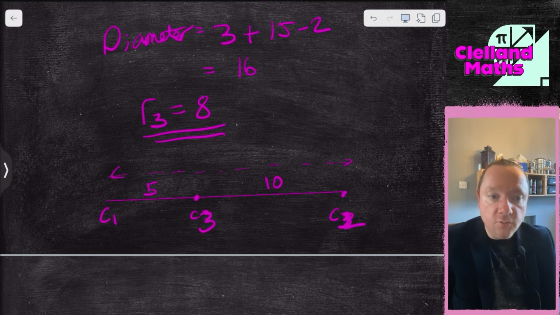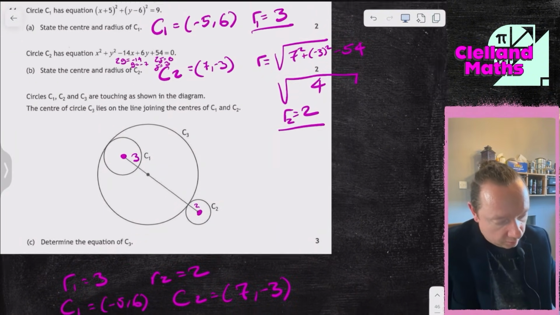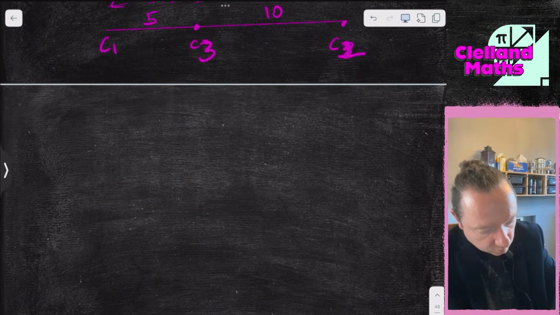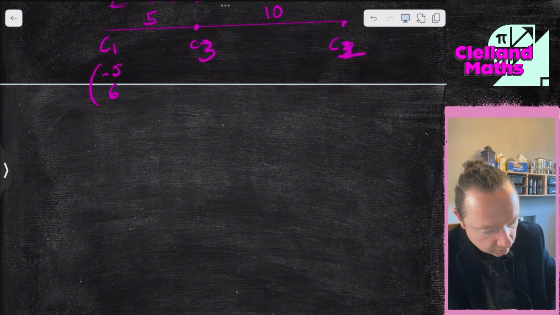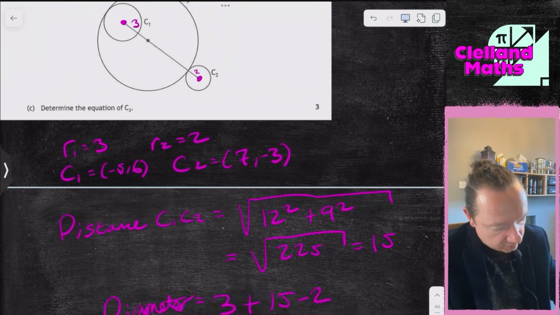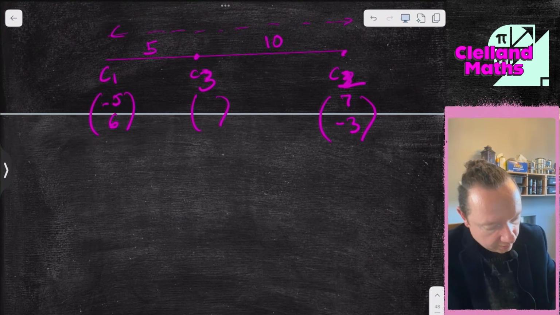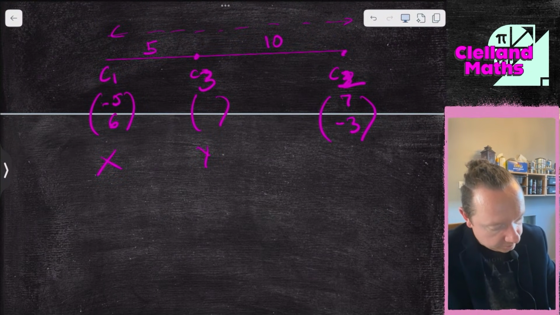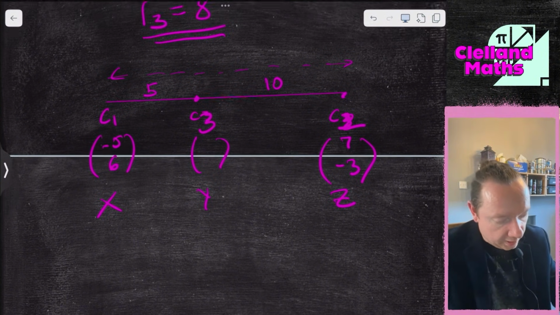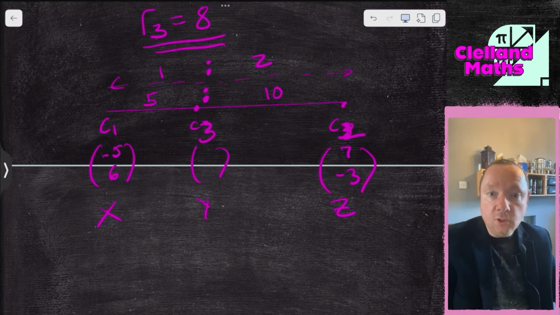Now you can use the section formula, but I don't like the section formula. So I'm just going to use vectors. C1 was (-5, 6). And C2 was (7, -3). And I want to work out this one. So let's call those x, y, z for the sake of it. Then I know that if that's 5 to 10 as a ratio, I can simplify that to 1 to 2. So far, so good.